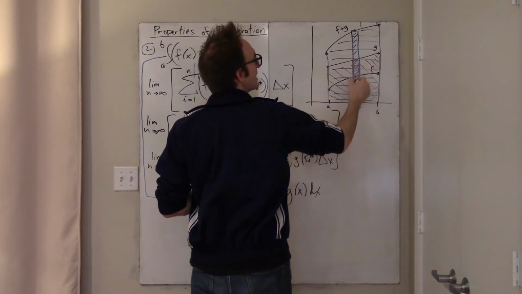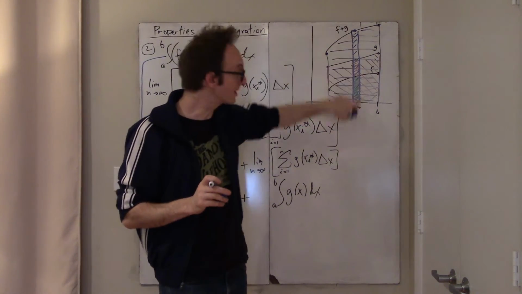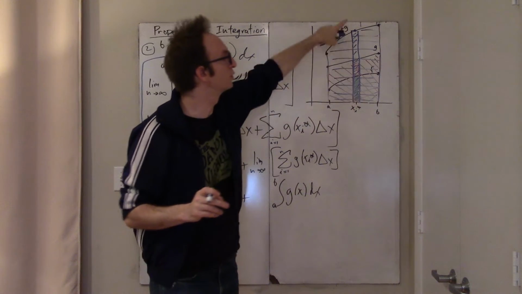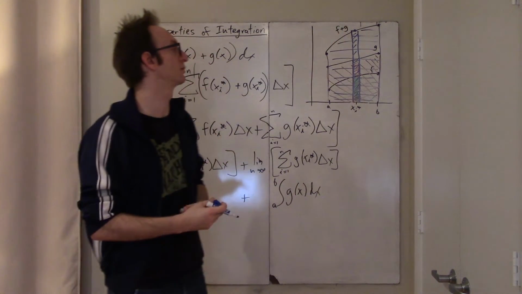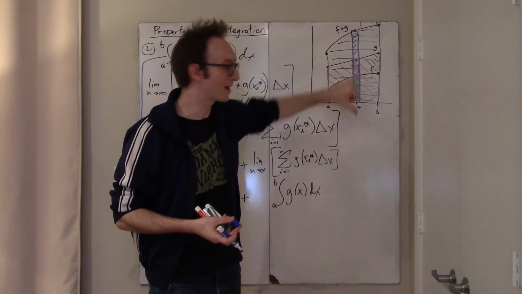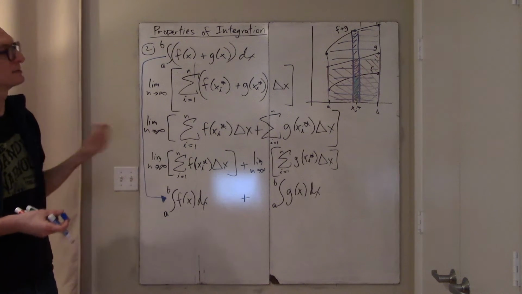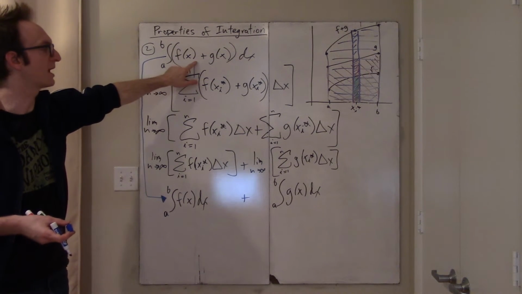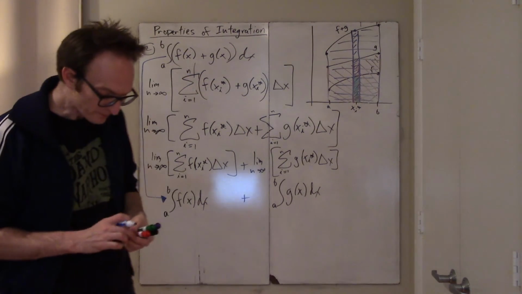And so I can now say for sure that on this subinterval, the blue rectangle, the tall one under f plus g, is precisely equal to the sum of the area of the green and the area of the red rectangles. Since that's true on every subinterval, that is, in my opinion, the geometric intuition behind why the integral of a sum is the sum of the integrals. Okay.